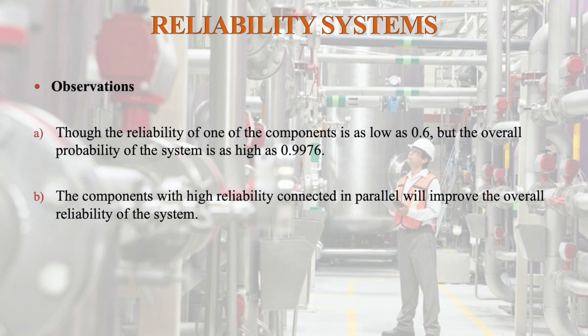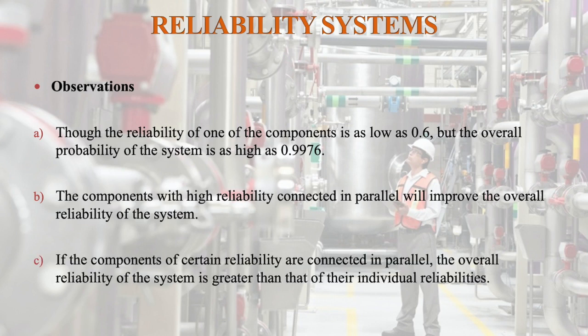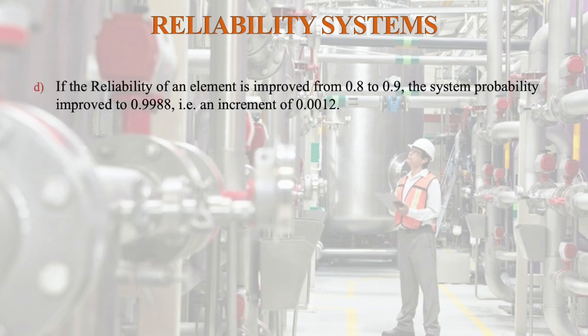B. The components with high reliability connected in parallel will improve the overall reliability of the system. If the components of certain reliabilities are connected in parallel, the overall reliability of the system is greater than that of the individual reliabilities. If the reliability of an element is improved from 0.8 to 0.9, the system reliability is improved to 0.9988, that is an increment of 0.0012.